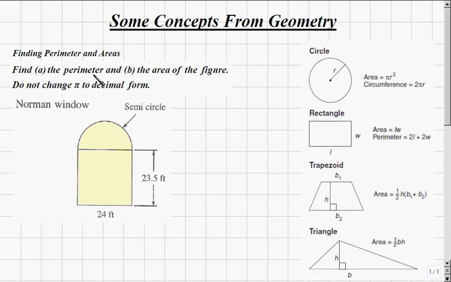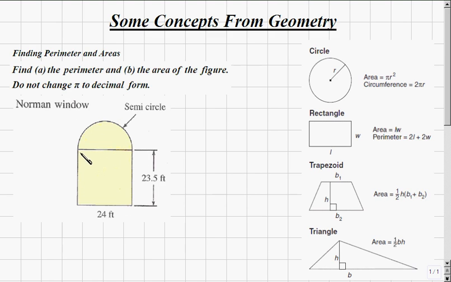Let's find the perimeter and the area for a Norman window. A Norman window is a window in the side of a house or location in which we have a rectangle with a semicircle on top. To find the perimeter, we're going to add up all the lengths together.